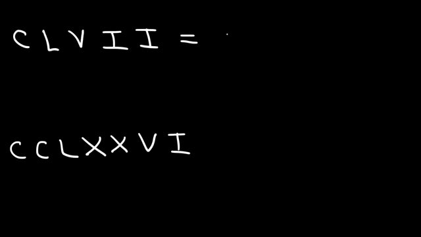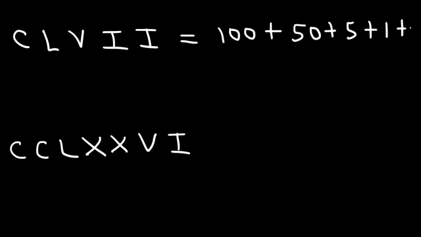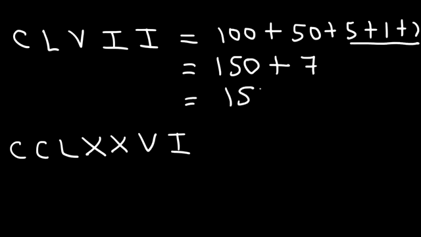So C is 100, L represents 50, V is 5, and I is 1. So we have 100 plus 50, that's 150, and then 5 plus 1 plus 1 is 7. So this turns out to be 157. Now what about the second example? Go ahead and try that one.